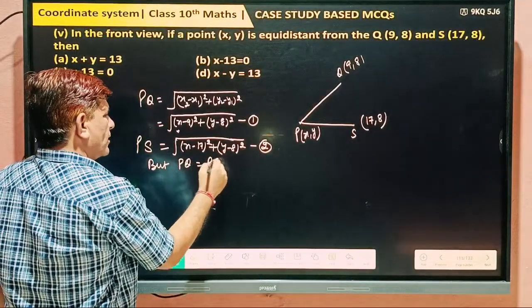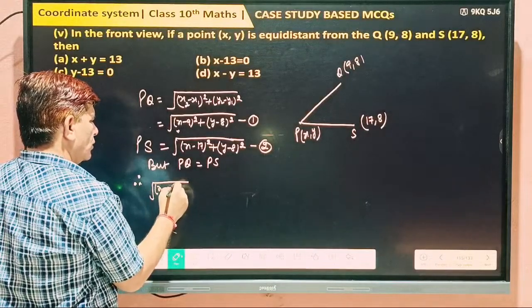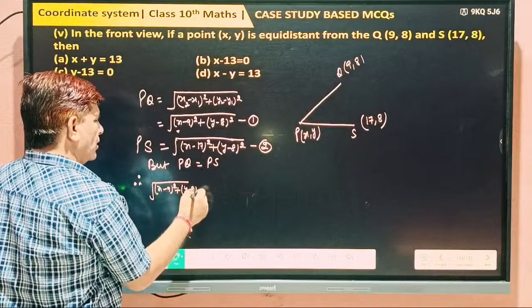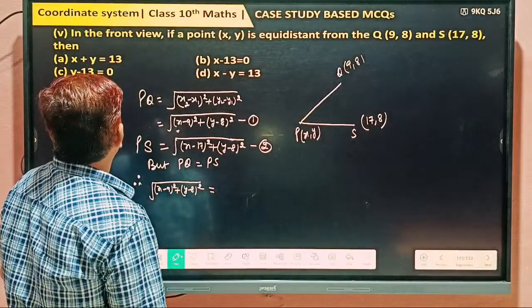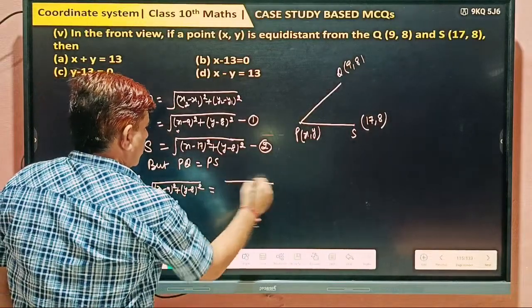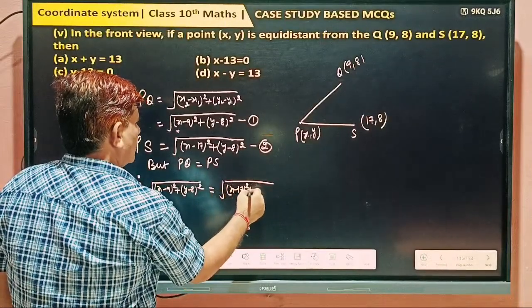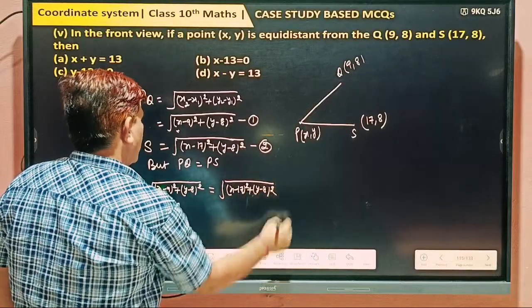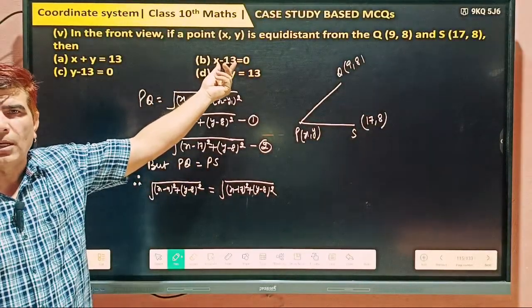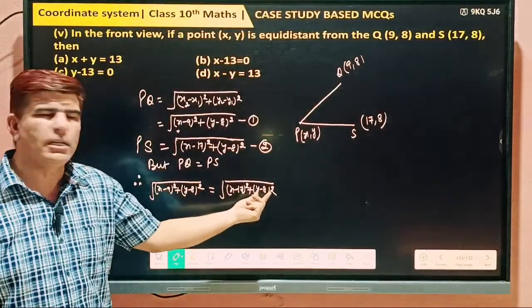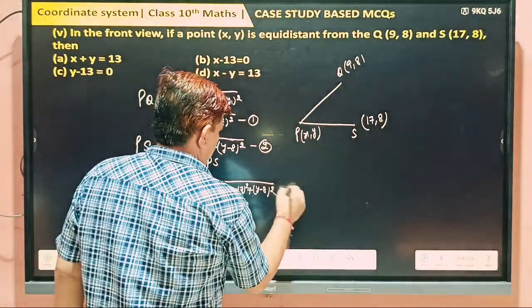But PQ is equal to PS. Therefore, the square root of (x minus 9) whole square plus (y minus 8) whole square is equal to the square root of (x minus 17) whole square plus (y minus 8) whole square. Directly I can tell the answer. Understood? Why? Y minus 8 here, y minus 8 here also, both cancel each other, so only x is left. So this we can say is equation 3.